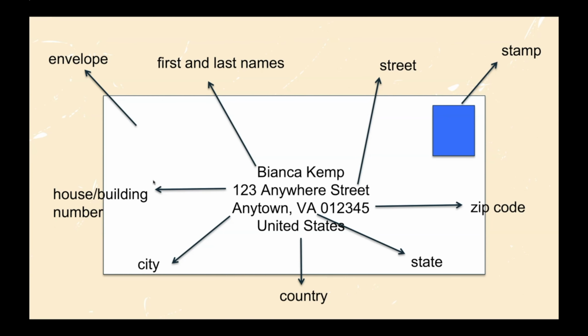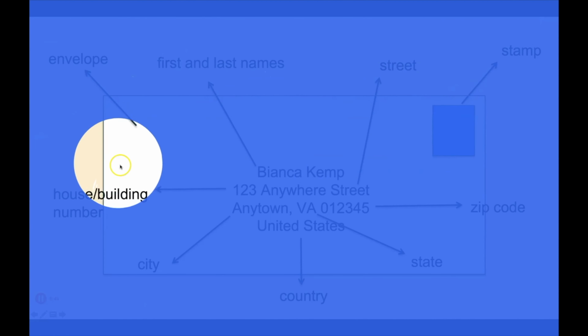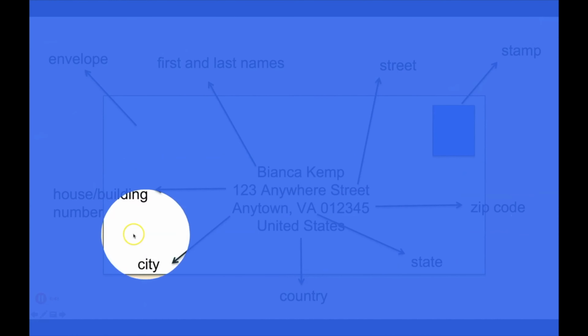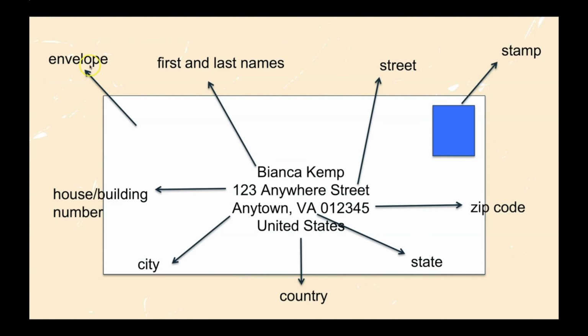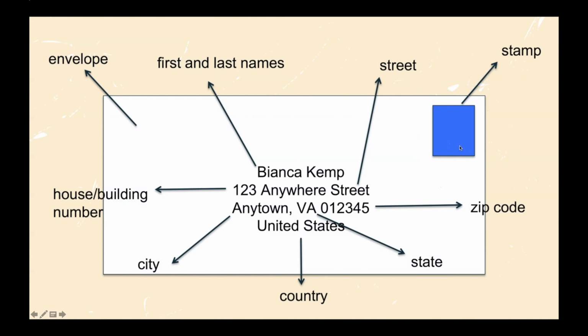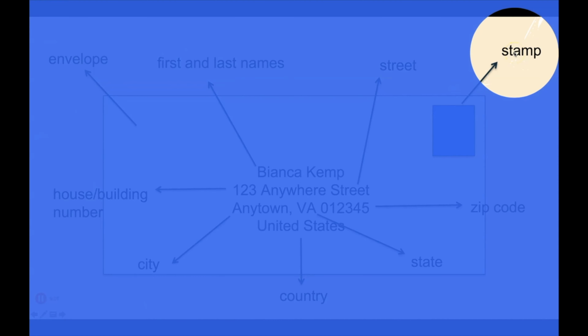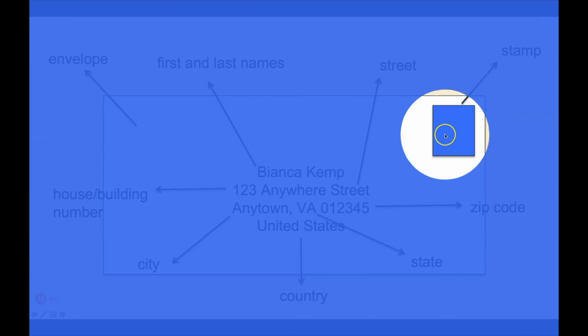All right. So, as we learned from our vocabulary, this white thing here is an envelope. Envelope. Okay? And this blue thing here is a what? You've got it. It's a stamp. Okay, so we have an envelope and a stamp.